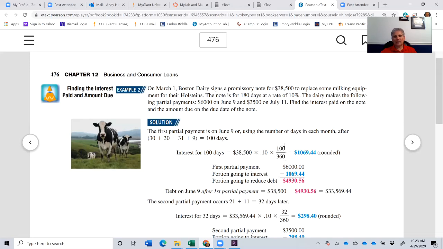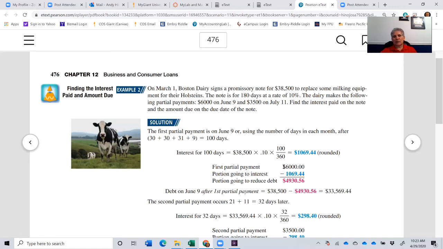PRT is the 100 days divided by 360. That gets us all the way to June 9th. And that computes out to be $1,069.44. Now, she made a payment of $6,000 on June 9th.